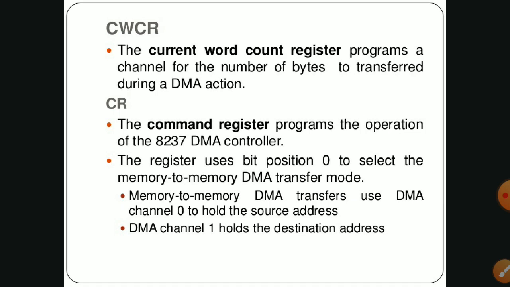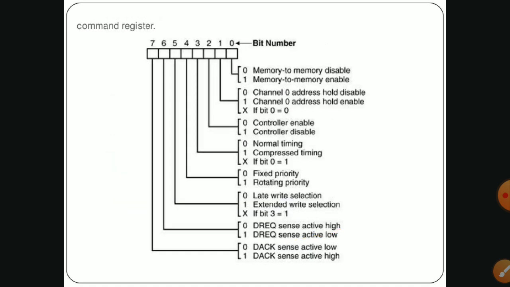The register uses bit position 0 to select the memory to memory DMA transfer mode. As I already said, DMA allows both memory to memory transfer operation as well as memory to IO transfer operation. Memory to memory transfer means the data can be transferred from one memory device to another memory device without any intervention of the CPU. That is called memory to memory transfer. Memory to memory DMA transfers use DMA channel 0 to hold the source address, whereas DMA channel 1 holds the destination address.